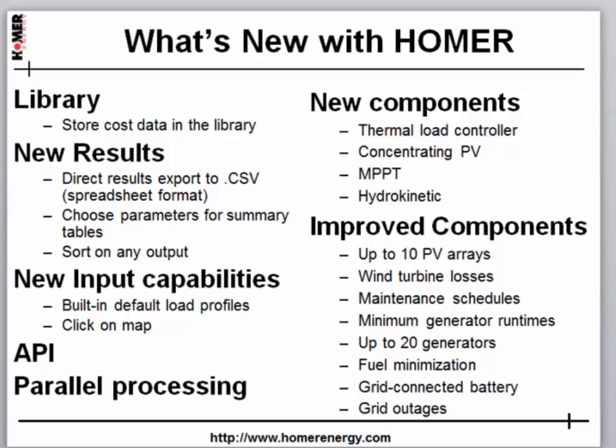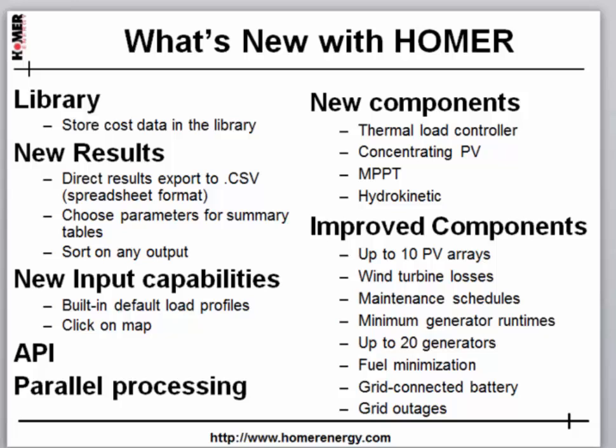We've improved a bunch of the components, so now you can have 10 different PV arrays with different orientations. We've been asked for that a lot. We've made the wind turbine capability better, so you can put in different kinds of losses. We can put in maintenance schedules for both the wind turbines and the generators. We've allowed you to have minimum run times on the generators. We can have up to 20 generators now, so we're doing a lot more work with larger systems where that becomes important. We've got a new dispatch strategy that minimizes fuel explicitly.